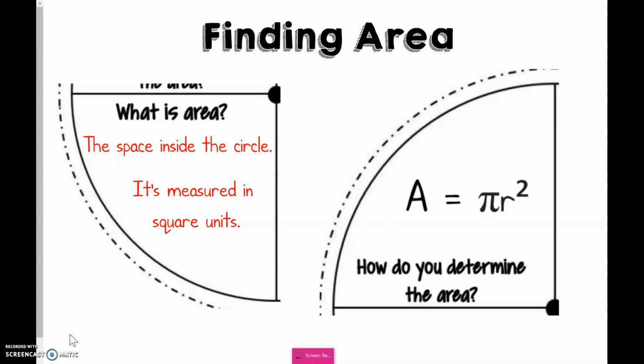So just recapping, area is always the space inside of a shape, in this case inside of a circle, and we always measure it in square units, right? So units squared, however you want to think of it. And a reminder, yesterday we learned that area for a circle equals pi r squared, okay? So let's go ahead and jump into it.